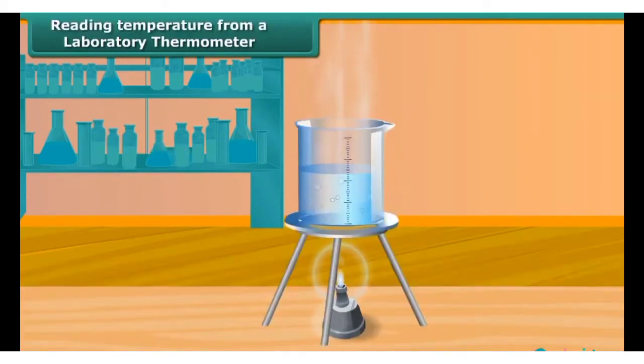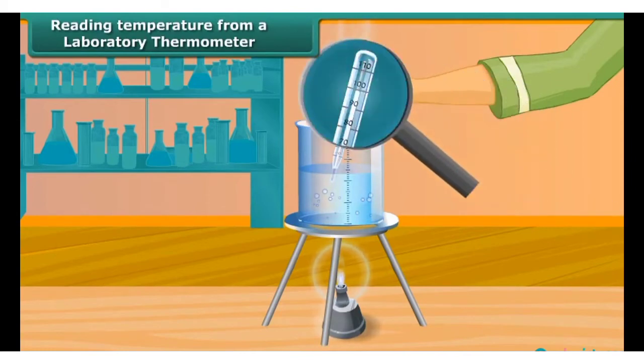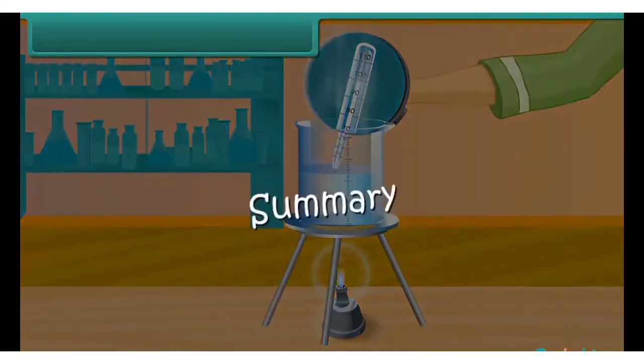Let us now measure the temperature of hot water kept in a beaker. Take a laboratory thermometer and immerse the bulb of the thermometer in the hot water in the beaker. See the shining thread of mercury moving up in the thermometer. After some time, the mercury thread will stop rising and stand at one place. Read the temperature on the thermometer, which corresponds to the top of the mercury thread. This is the temperature of the hot water.